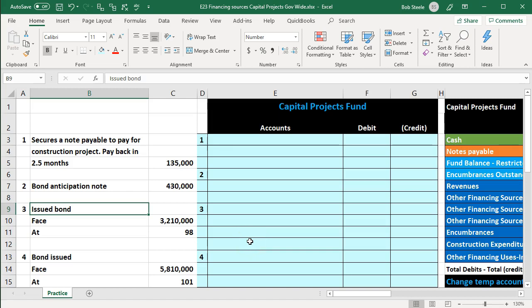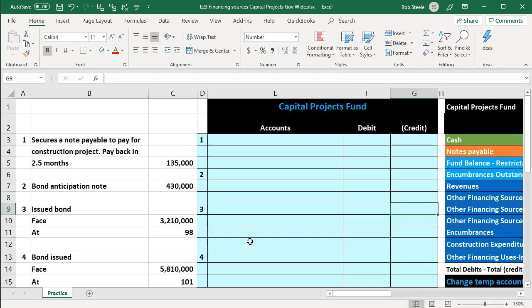In this presentation, we will work a problem for the Capital Projects Fund and the government-wide activities, focusing in on the different forms of financing, how to record them in the fund accounting, modified accrual, and government-wide activities accrual basis. Information will be on the left-hand side. We're going to enter that information into the blue areas on the right-hand side.